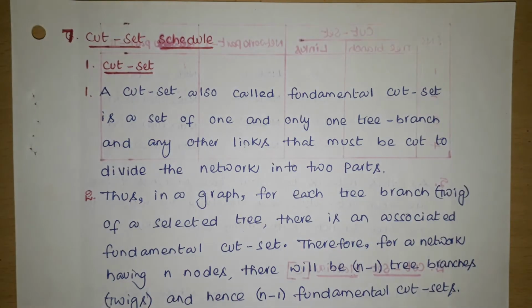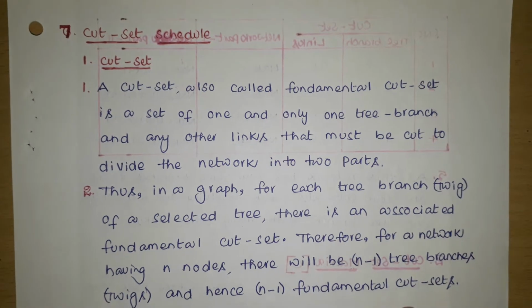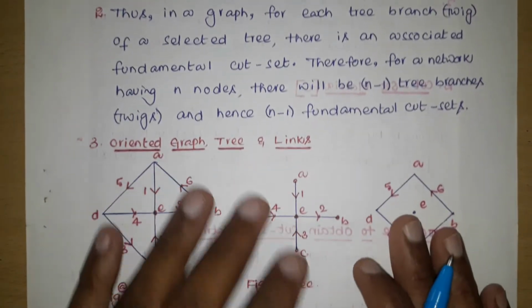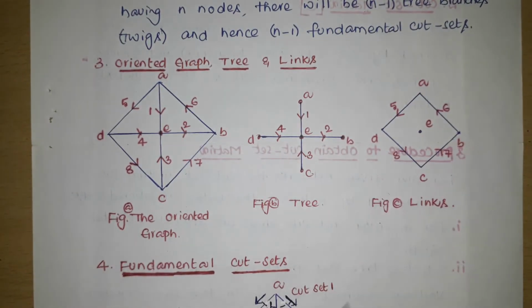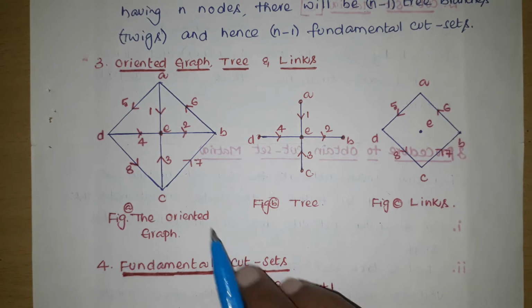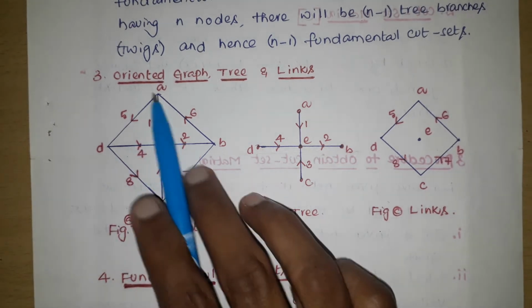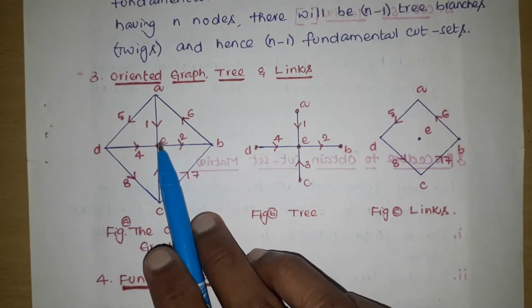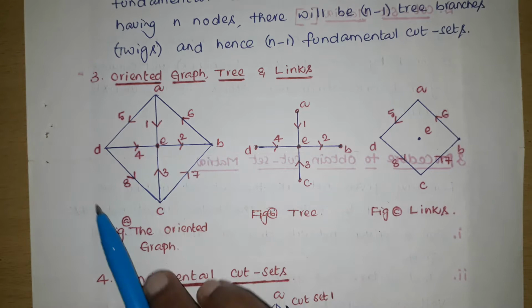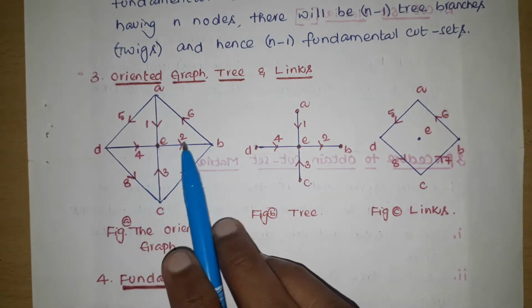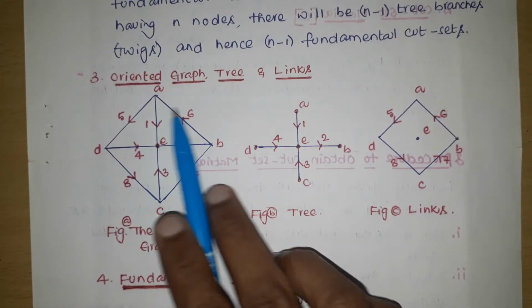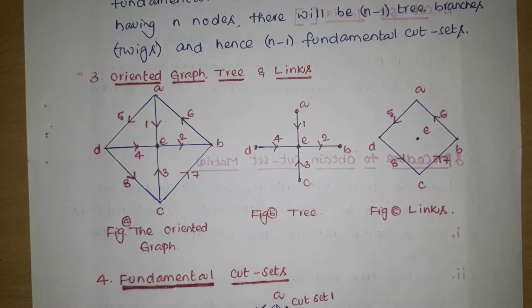So next is the cut set schedule, or otherwise the cut set matrix. Again, this cut set matrix is realized by taking an example. So this is the oriented graph. In this graph there are 5 nodes A, B, C, D, E and 8 branches: 1, 2, 3, 4, 5, 6, 7, 8 branches.